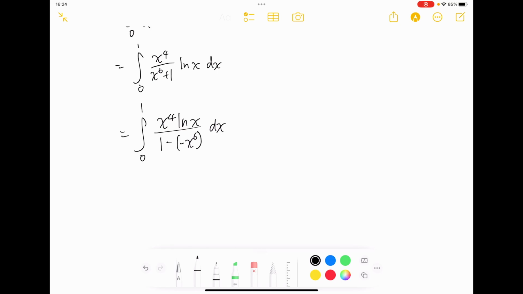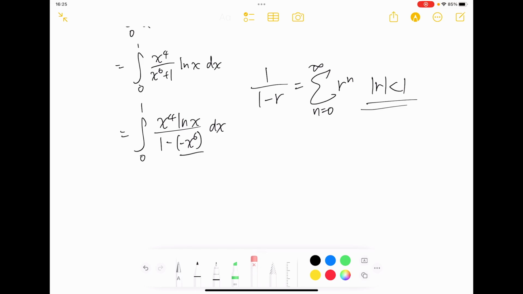And that's because I want to make use of the sum of a geometric series: the infinite sum from n equals 0 to infinity of r to the n, with absolute value of r less than 1, is equal to this. And because negative x to the 6 always satisfies this, since we're between 0 and 1, we're just going to substitute this in.